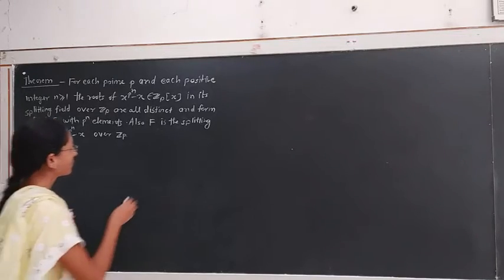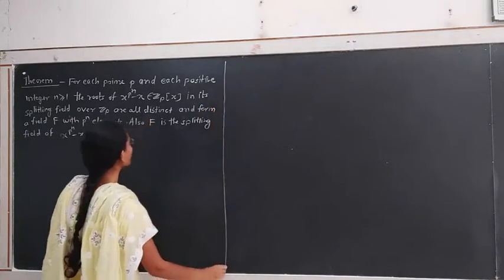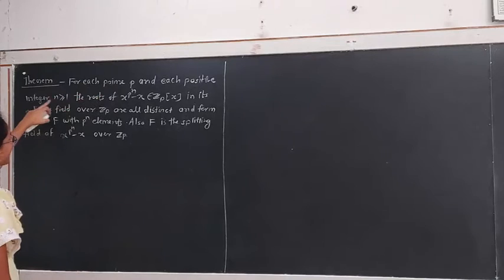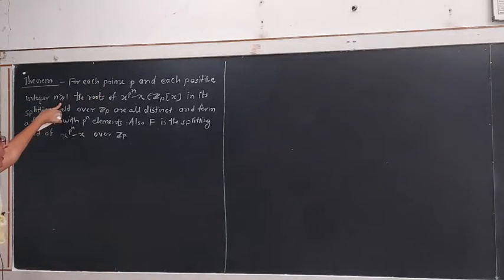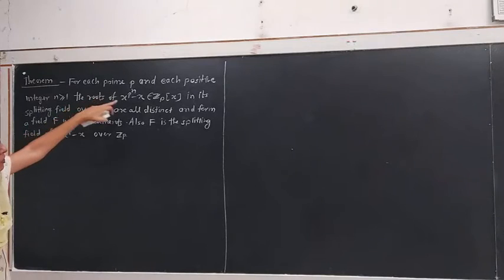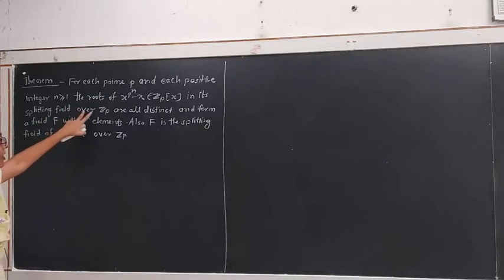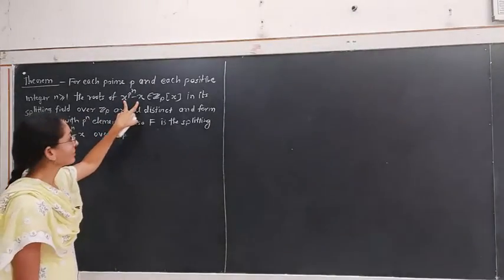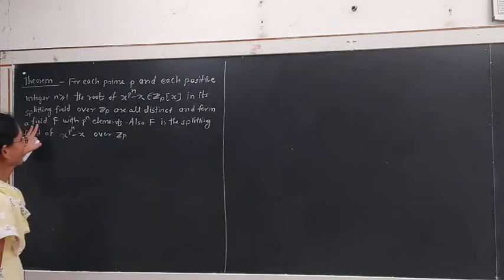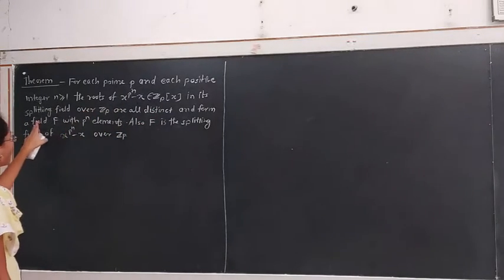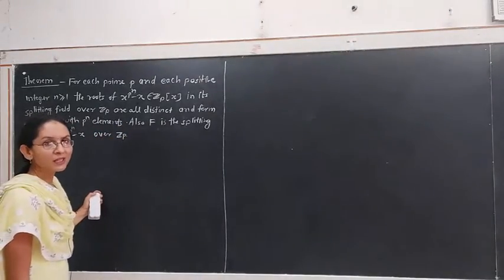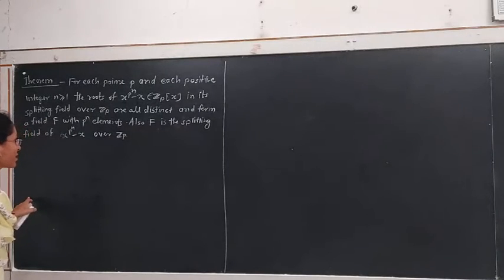Now we prove this theorem. What is given in this theorem? For each prime p and each positive integer n greater than or equal to 1, the roots of x raised to p raised to n minus x, which belongs to Zp[x], in its splitting field over Zp are all distinct. We prove all the roots of this polynomial are distinct, and next we prove the roots of this polynomial form a field with p raised to n elements. Also, that field is the splitting field of the polynomial x raised to p raised to n minus x over Zp.